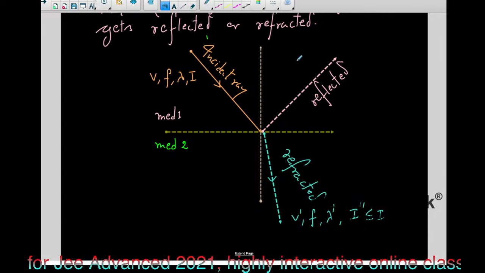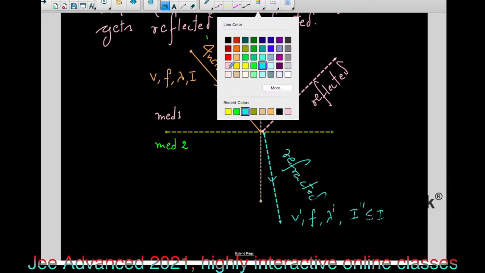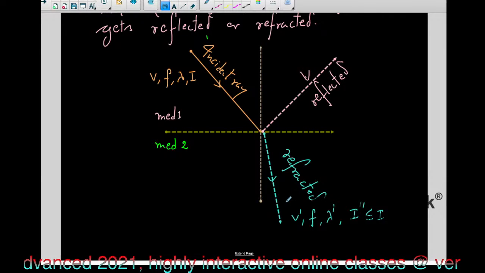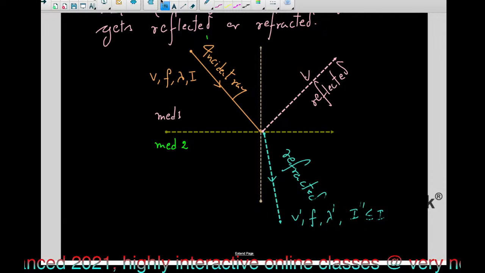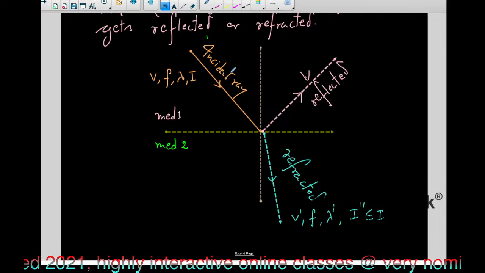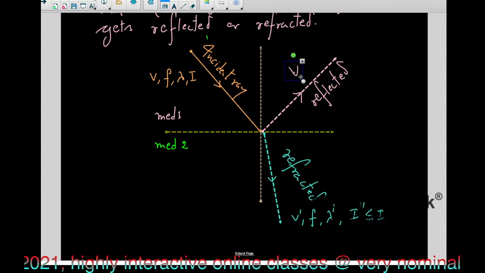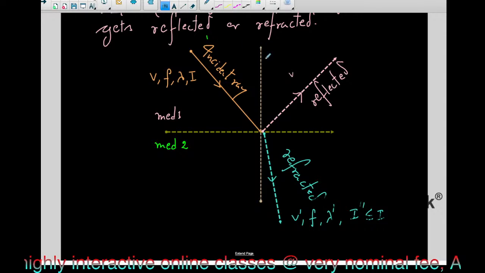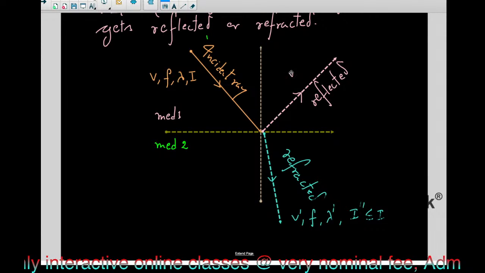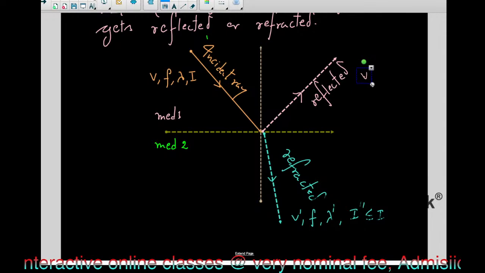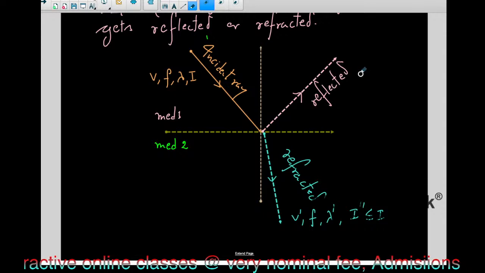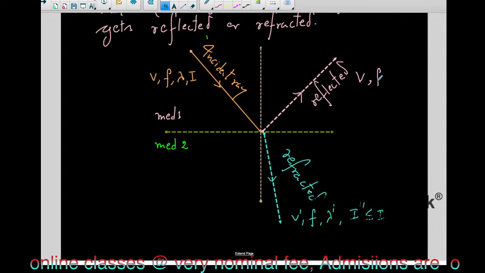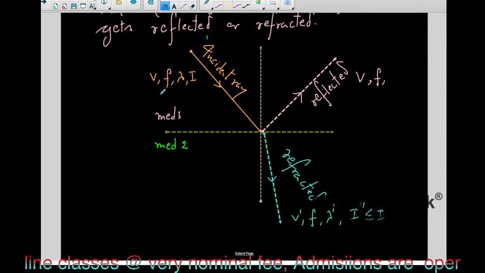What happened in reflection? What about velocity? As it is traveling in the same medium, will velocity be same or different? Here in refraction the velocity is different. But after reflection the velocity will be the same, yes, because the medium is the same. So the velocity will be V. And what about frequency? Undoubtedly, frequency doesn't change in either reflection or refraction.